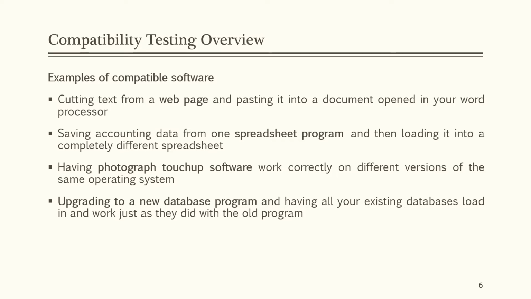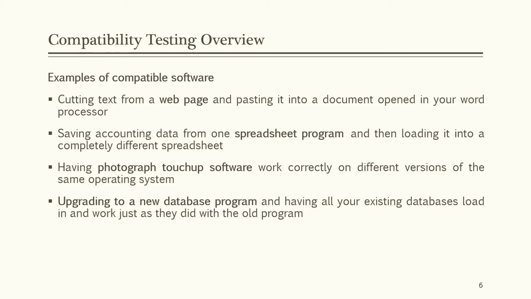The next example is having photograph touch-up software work correctly on different versions of the same operating system. You can edit your pictures in both the online photo editing tools available, or you can download different tools and edit your pictures. These tools support different formats of the pictures, and you can also save edited pictures in different formats, for example, JPEG, PNG, etc.